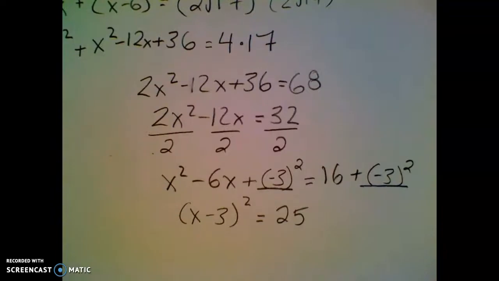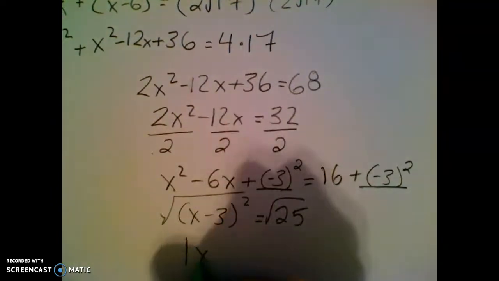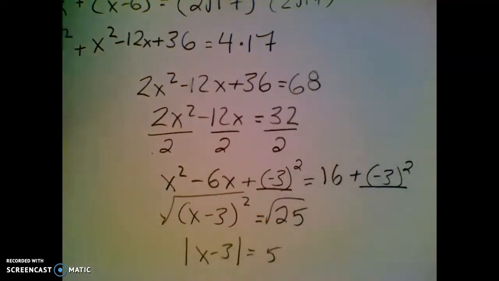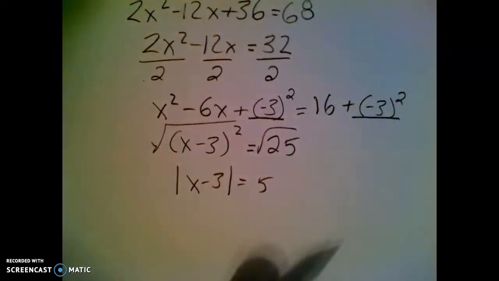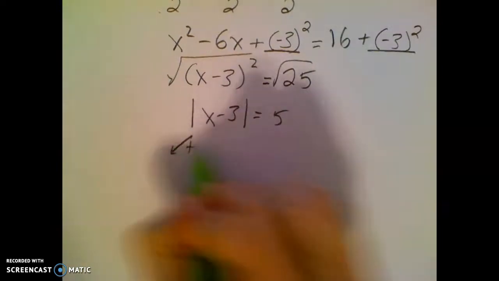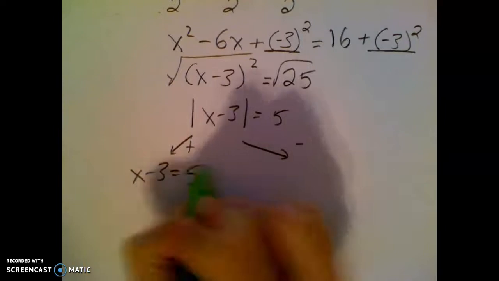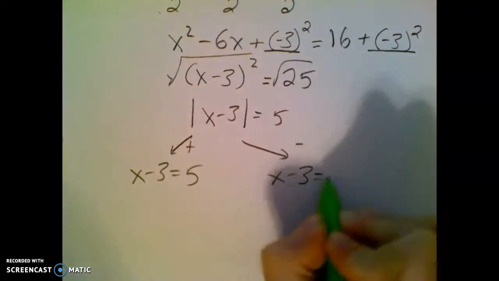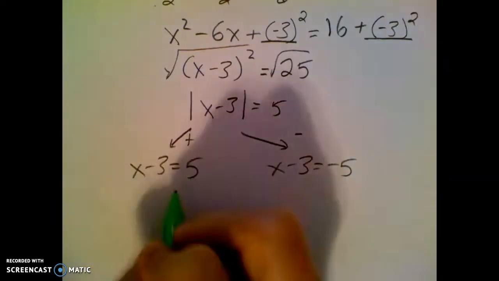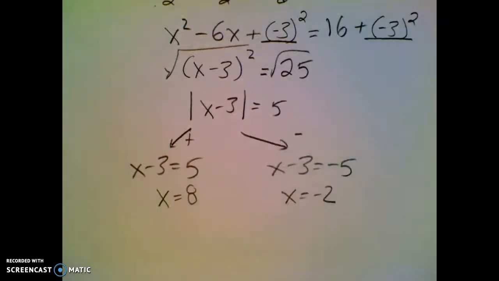And now I have square root method. So square root, you get absolute x minus 3 equals 5. And because I do not have that radical, I do have to do my positive and my negative root separately. So I'm going to say x minus 3 equals positive 5 and x minus 3 equals negative 5. And then solve both of them. Same math though. Add 3, you get x equals 8. Add 3, you get x equals negative 2.